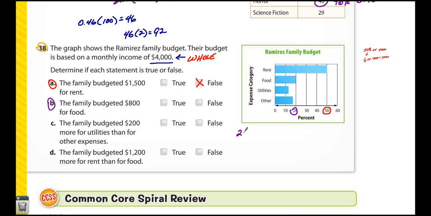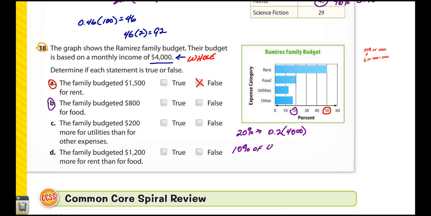So we're doing 20%, which is equal to 0.2, and we're multiplying that by the whole. We're multiplying that by the 4,000. Now, I'm not going to grab my calculator, even though it's nice and handy, because I'm going to use my basic percent facts here.